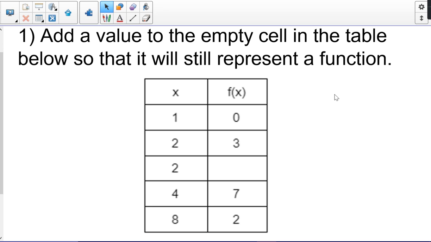Next row says 2 again. Well, if I want this to still be a function, then the only output I could put there is 3. Okay, because I already have the input of 2 and it went with 3. So the next time I see an input of 2 has to also go with an output of 3. And this way, this table is still a function.